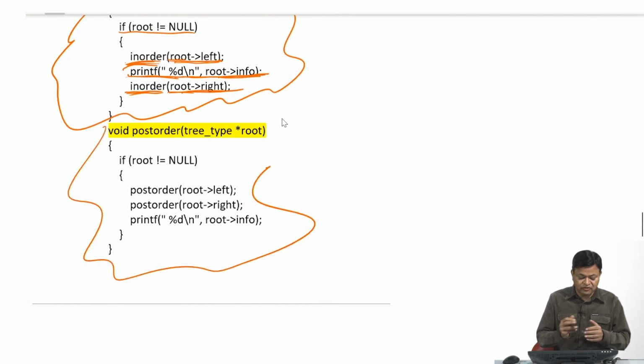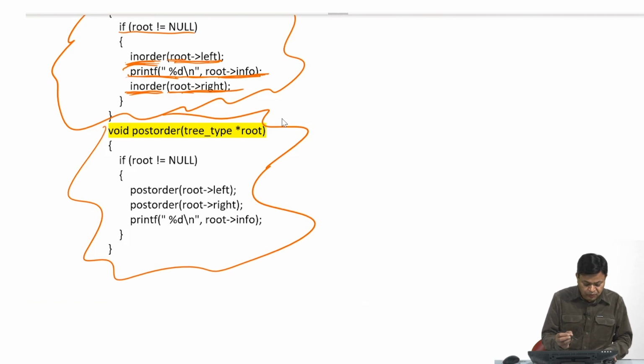We may change the order of some instructions, and this becomes post-order. In post-order, the terminating condition is the same: if root is equal to null, we return to the calling function. Otherwise, if root is not equal to null, first of all we perform post-order with root arrow left, then we perform post-order with root arrow right. These two are recursive calls.